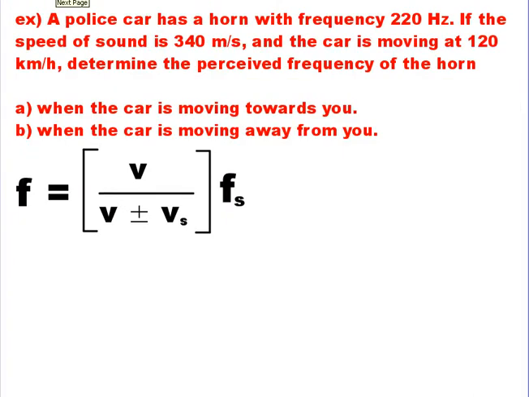A police car has a horn with a frequency of 220 hertz. This is the frequency when it's not moving, what it would normally sound like. The speed of sound is 340 meters per second, and the car is moving at 120 kilometers per hour. What's the perceived frequency? That's the frequency you hear of the horn when it's moving towards you, when it's moving away from you.